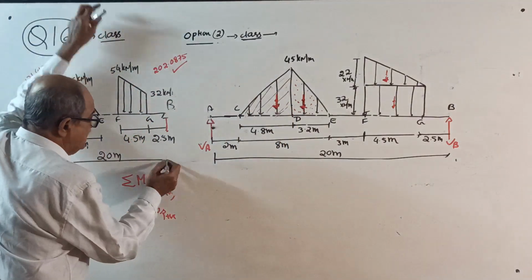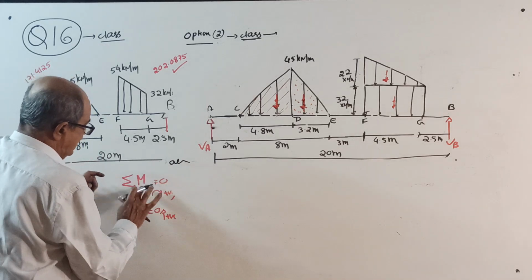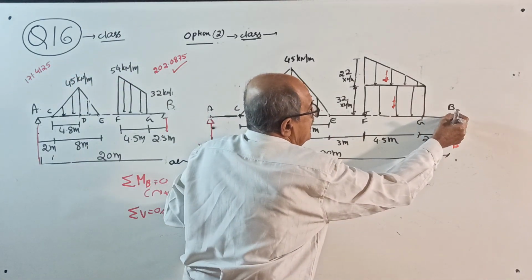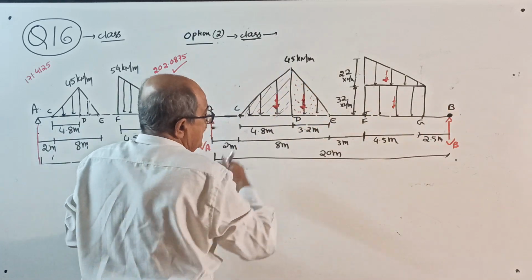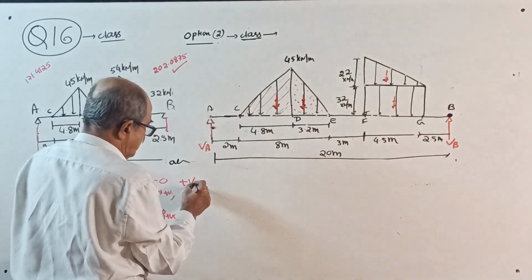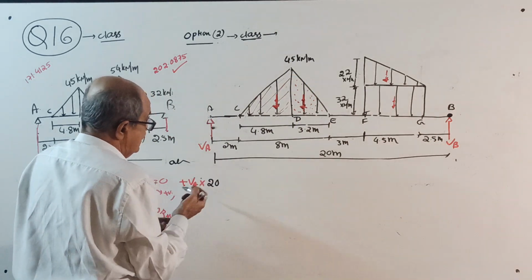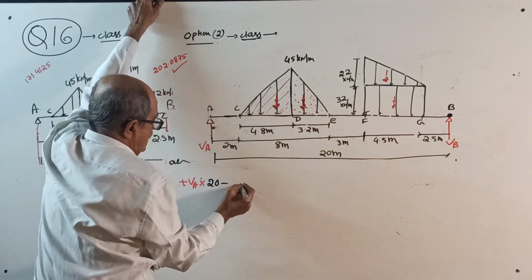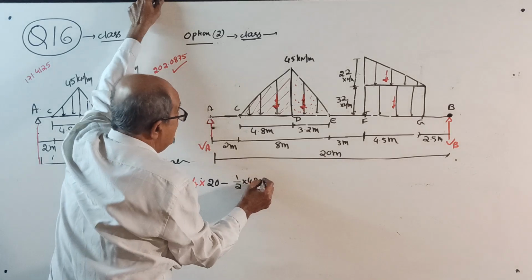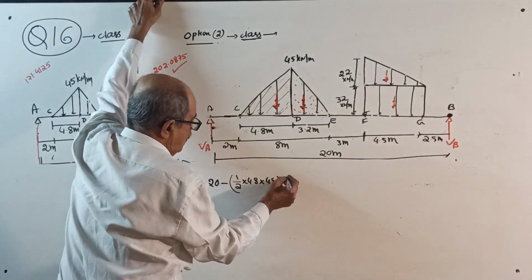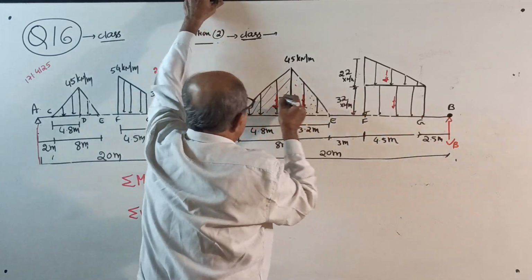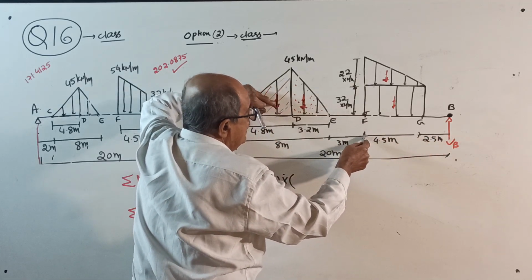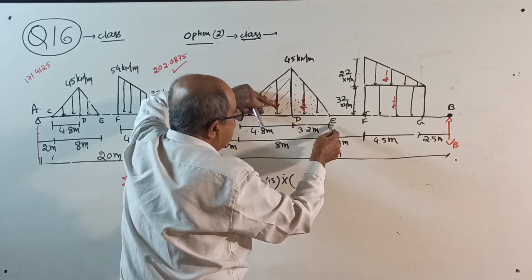You will imagine alternately, take moment about B. Then you will get VA first. Now finger should be at B. Start: plus VA into 20. Minus moment of this load, half into 4.8 into 45 is the total load, into moment about B. Its line of action is here. 2.5 plus 4.5 is 7, 7 plus 3 is 10, 10 plus 3.2 is 13.2, plus another 1 by 3 of 4.8. Not 2 by 3, see, this is 2 by 3, that is 1 by 3 of 4.8.